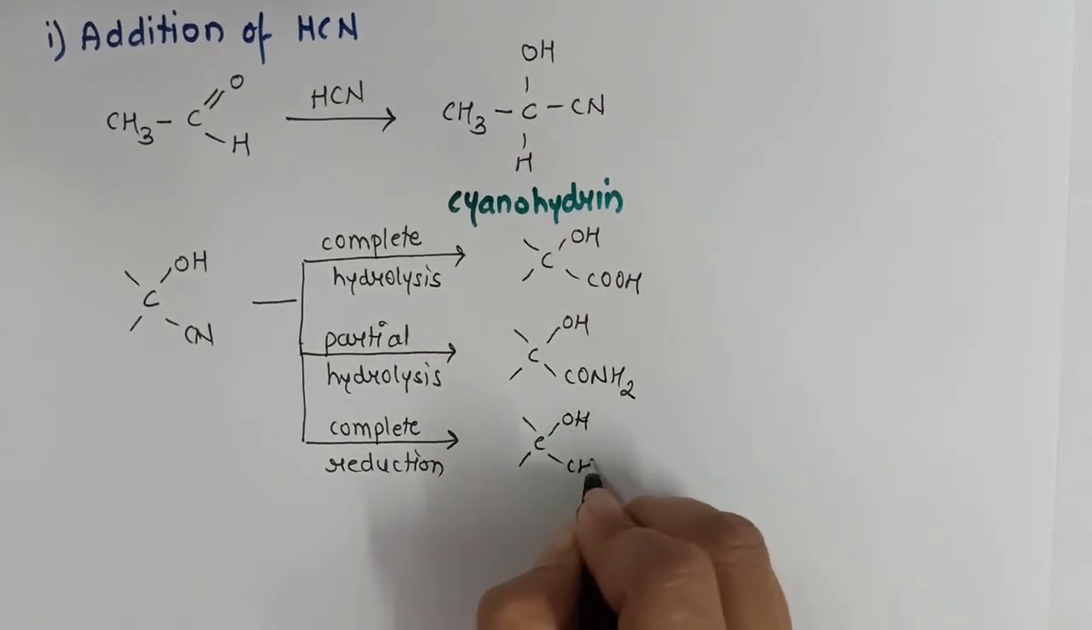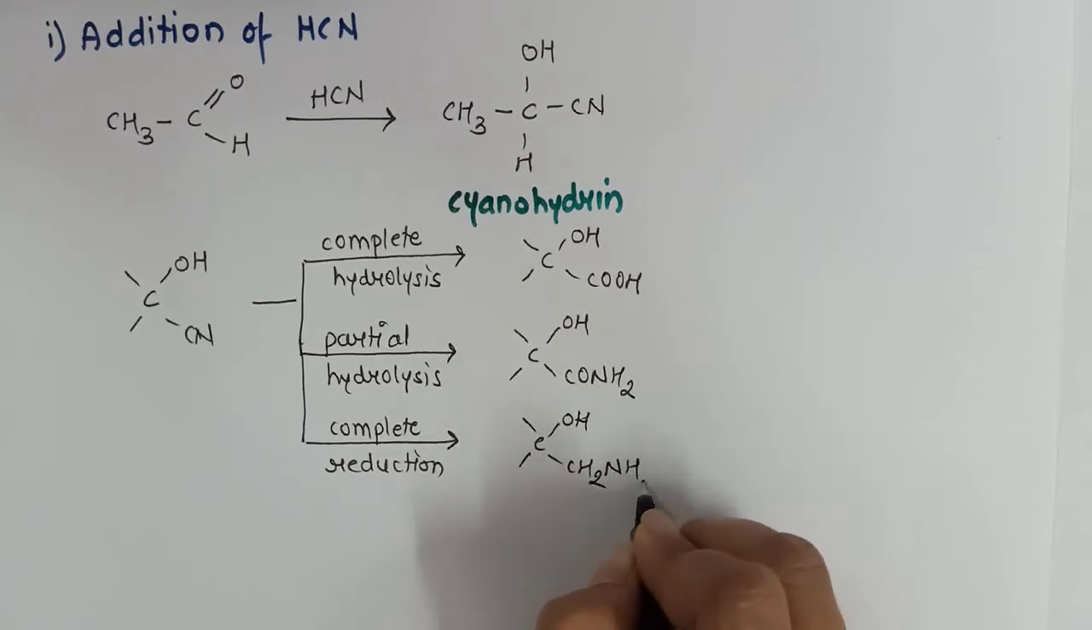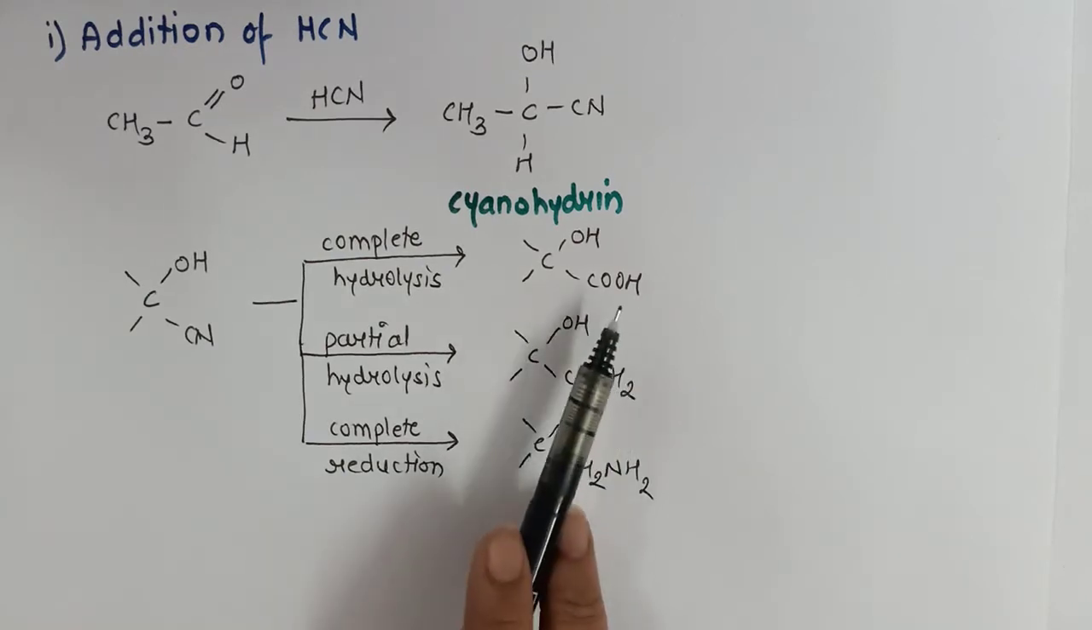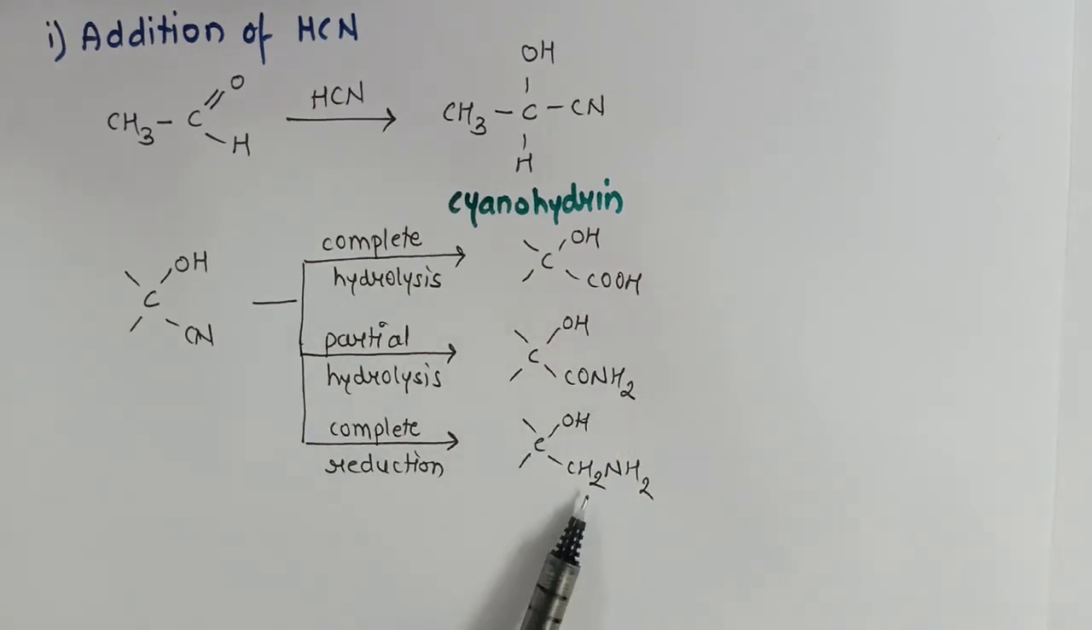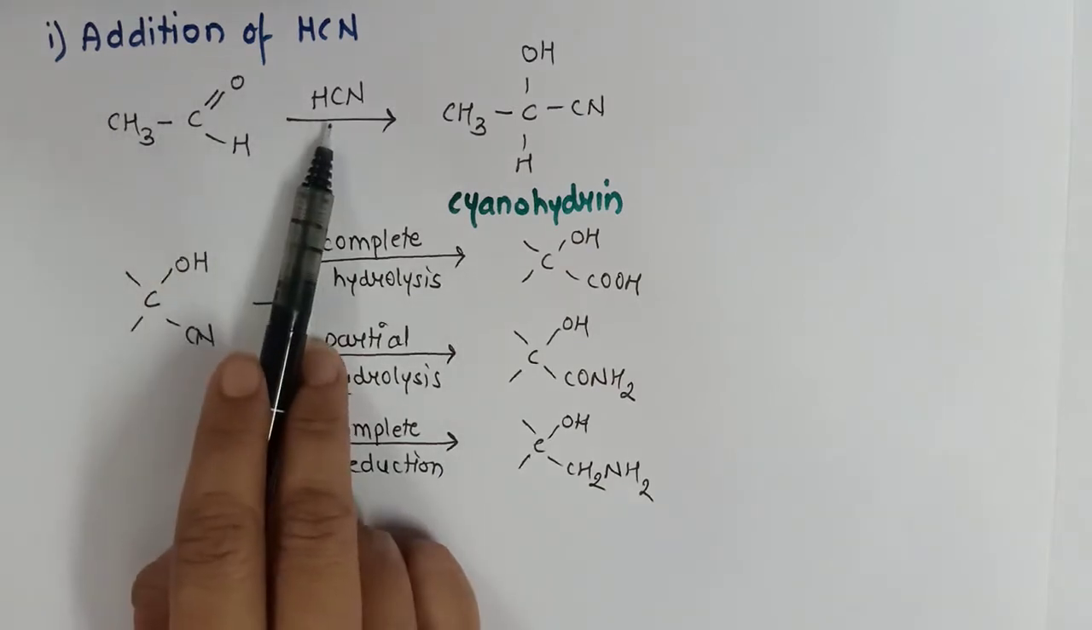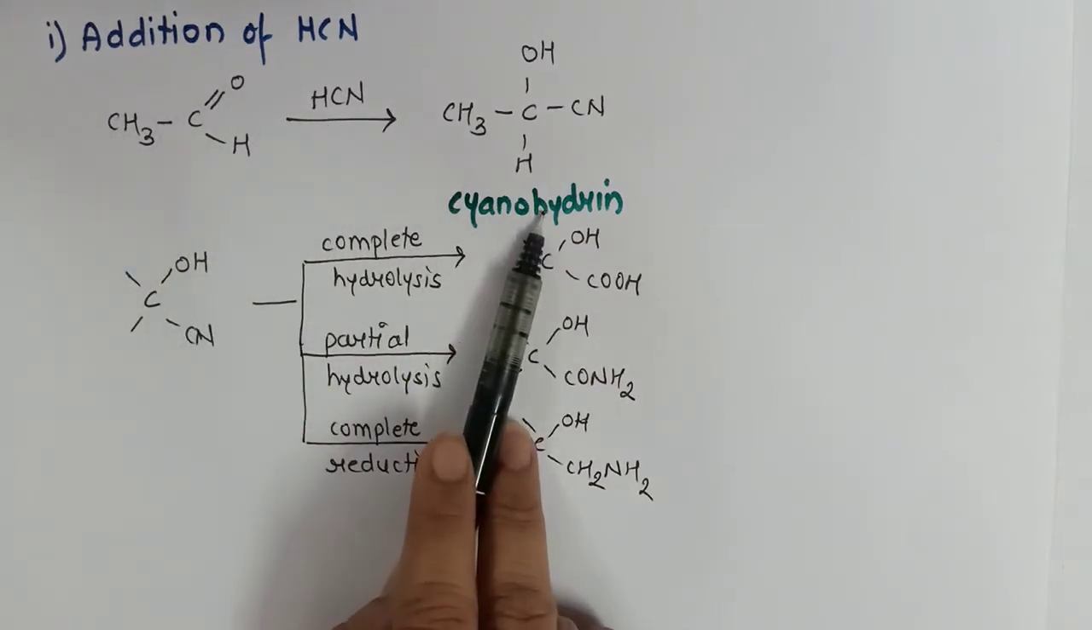So this reaction, or addition of HCN, will be very useful during conversions. Whenever we want to increase the number of carbon atoms and we want carboxylic acid or amide or amine, then we can carry out nucleophilic addition reaction of a carbonyl compound with hydrogen cyanide. We will get the product cyanohydrin.